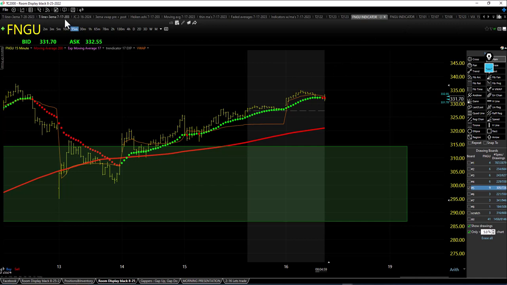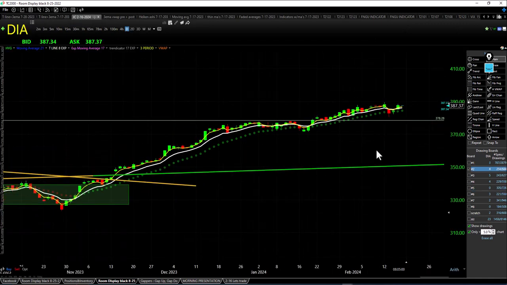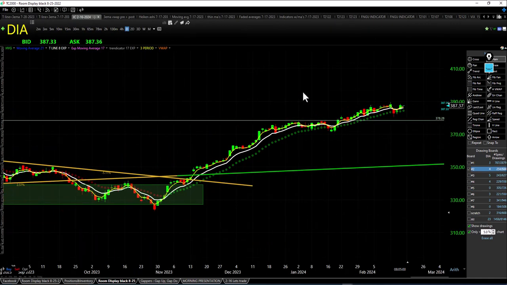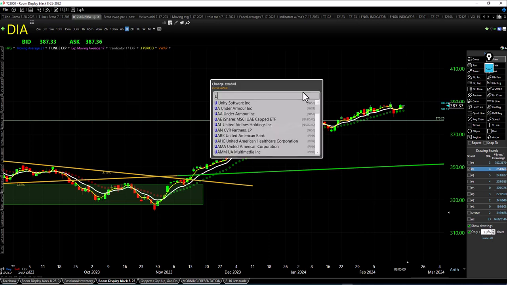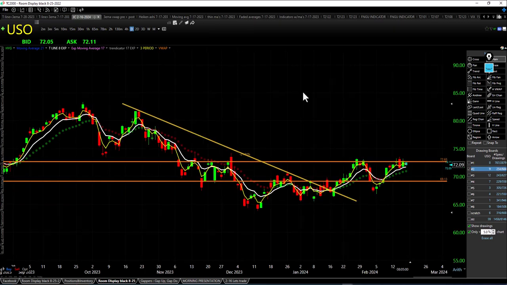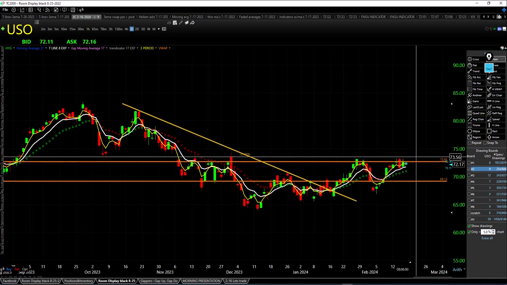All right, let's go take a look at our energies. Let's look first at crude oil, USO. Still in an uptrend, double bottom low, triple bottom higher low, single bottom, another higher low. We're trying to make that higher high. We got up close there yesterday, or actually the day before. You can see we challenged that.